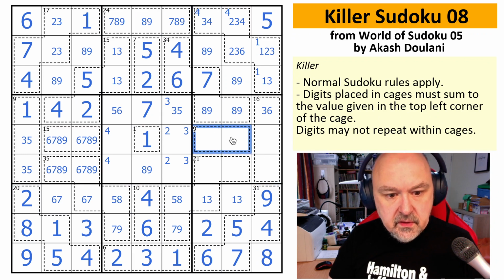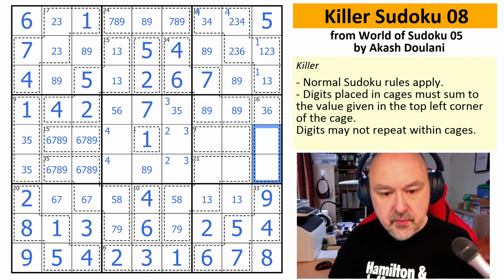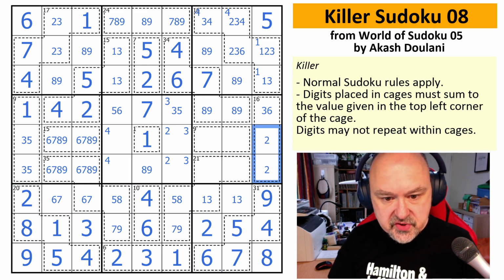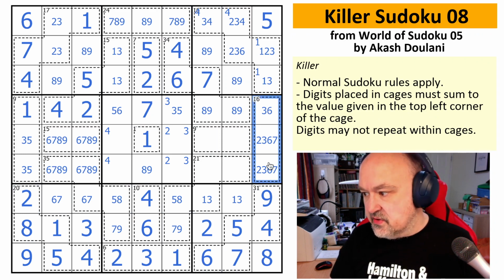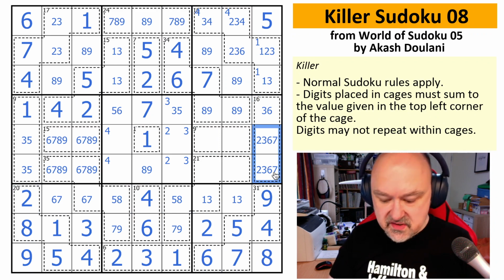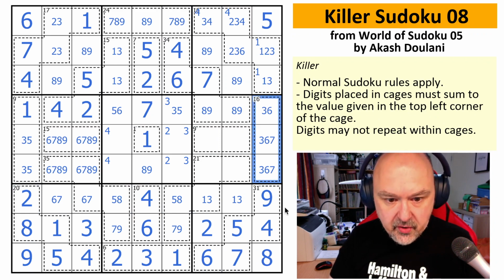So this 16 cage. We know we can't put a 1 in it. So what are the other options? We've got 2, 3, 6, 7. So we've got to make 16 out of only 2, 3, 6, and 7. So I can't use 2, 6, 8 because there's no 8. So this is 3, 6, 7. So I take the 2 out of there. They're my options. 3, 6, 7.